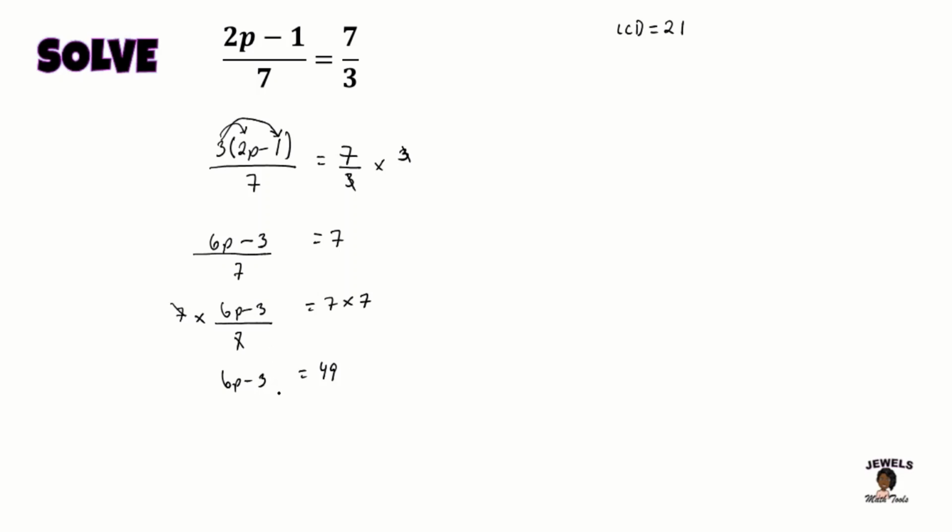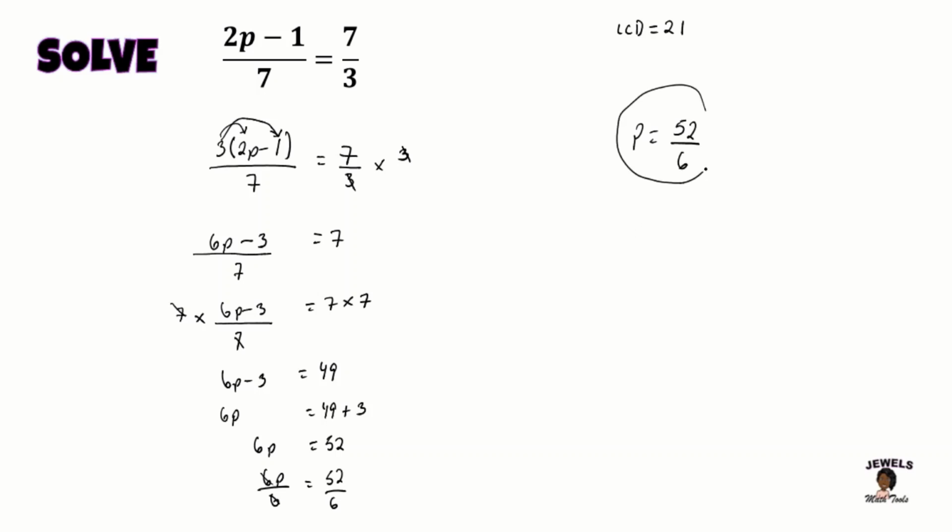So now we're going to be collecting our like terms, and since my 3 is being subtracted on the left hand side, that means that my 3 will be added on the right hand side. And now we're going to simplify, and 49 plus 3 is equal to 52, and now we're dividing both sides of the equation by 6. My 6's will cancel, and my p will equal to 52/6. Okay, so that'll be our answer.